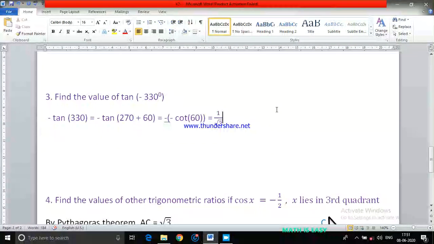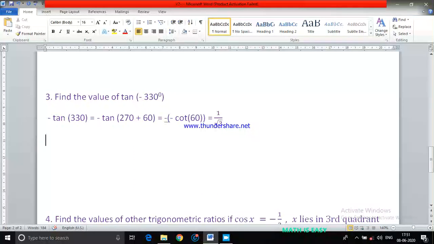Now, this same question, let me solve another way. So the first step will remain as it is, minus tan 330 degrees. Tan of minus theta is minus tan theta, so this minus sign I am bringing inside. Then instead of 270 plus 60, can I write this as tan 360 minus 30? Is that also okay?